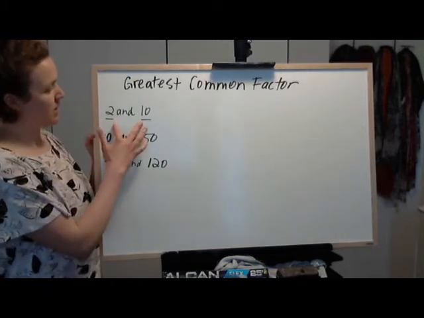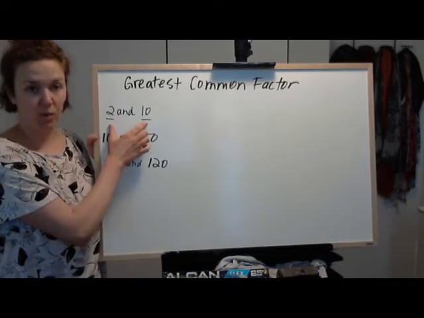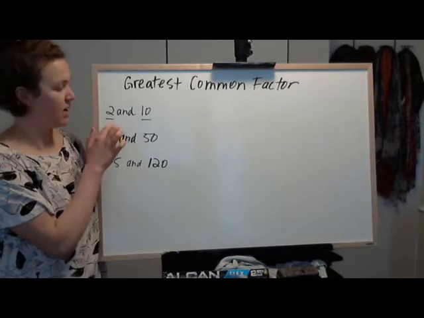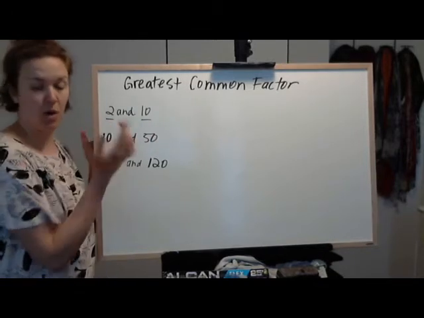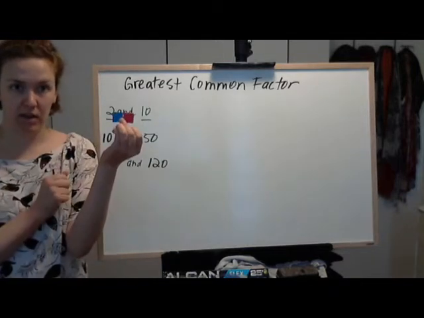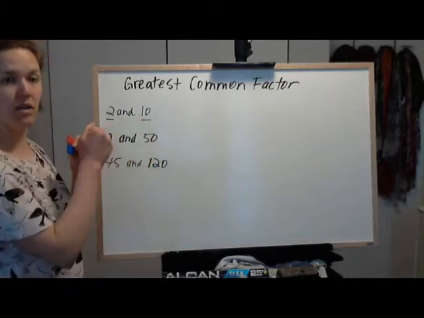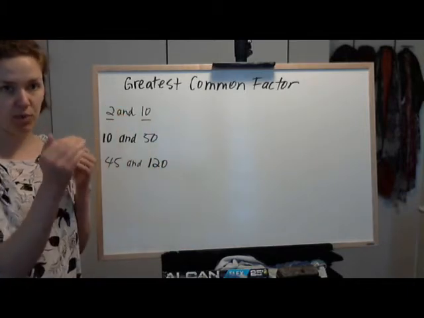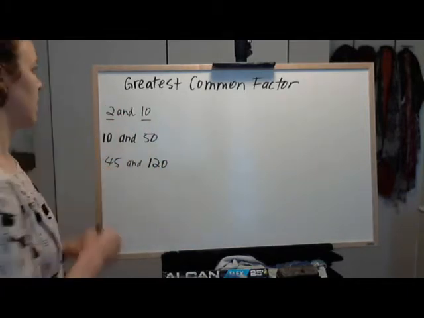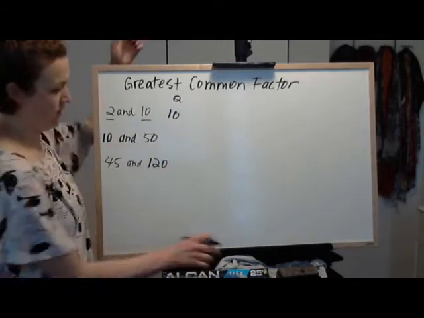So basically what it's asking you is, if you've got two numbers, 2 and 10, what's the biggest possible number that divides evenly into these? Or if you had a rectangle with an area of 2 and a rectangle with an area of 10, what's the longest side that you could have on both rectangles? We find the factors of each one, and then we compare.